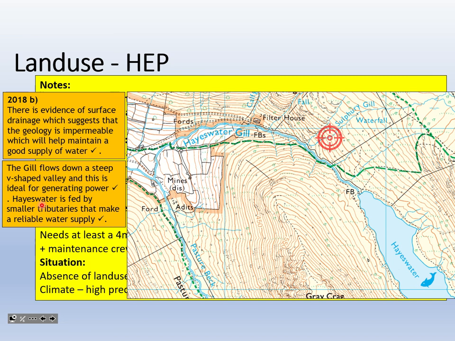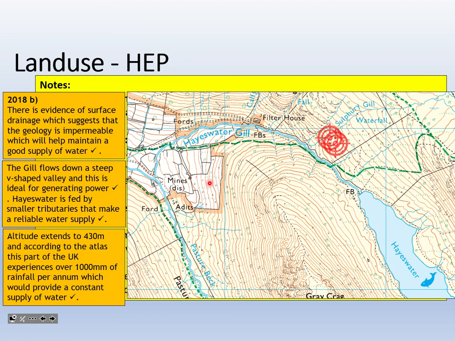You can see here on the map that we can see the evidence for surface drainage. We can see that the valley is steep, and we can see, using the contours, that we've got the smaller tributaries feeding the main river at this location. We can see that the altitude is very high. We can use our atlas to prove how much precipitation we get, and that'll score us a mark.